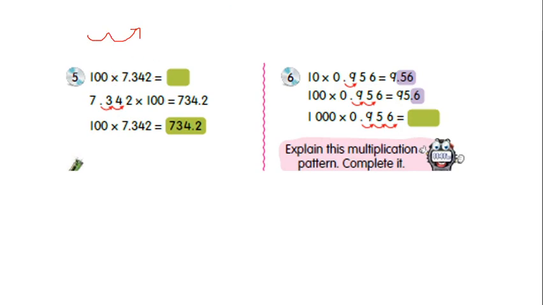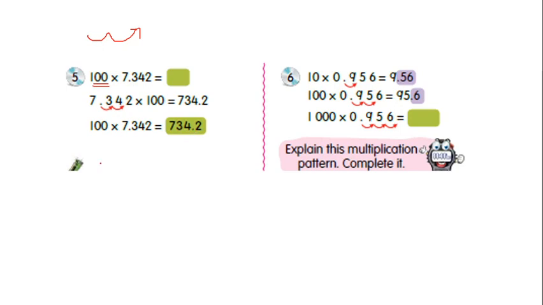Nombor itu jadi semakin besar. So kenapa 2? Why do you move 2? Because you are going to multiply by 100. 100 has 2 zeros. Ada 2 sifar, so you have to move to the right. Okay, you move to the right and you will have the answer 734.2.